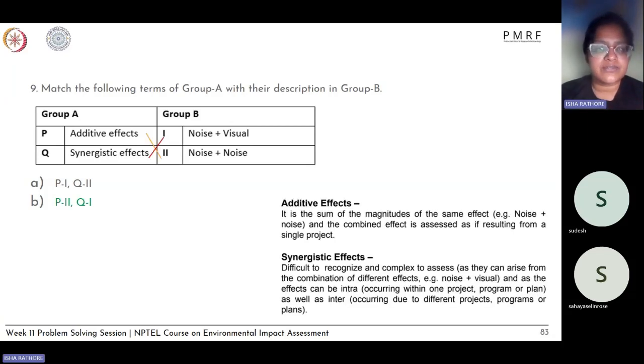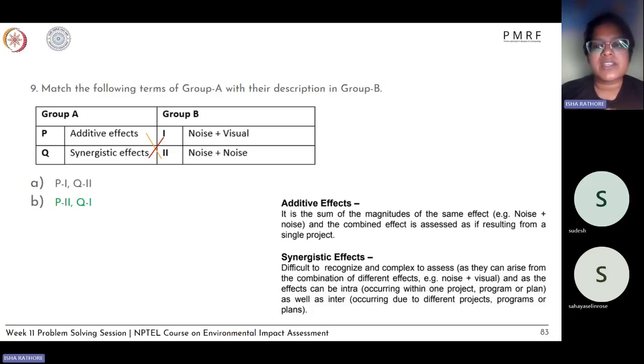So we have additive effects, P, which matches with 2, that is noise and noise. So this is the sum of magnitudes of the same effect. Noise from two different sources has been combined together to have a larger single impact. That is why the term additive, because these can be added together. So P is noise and noise, that is P matches with 2.